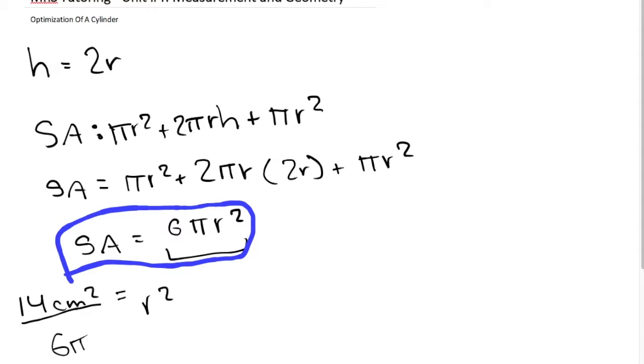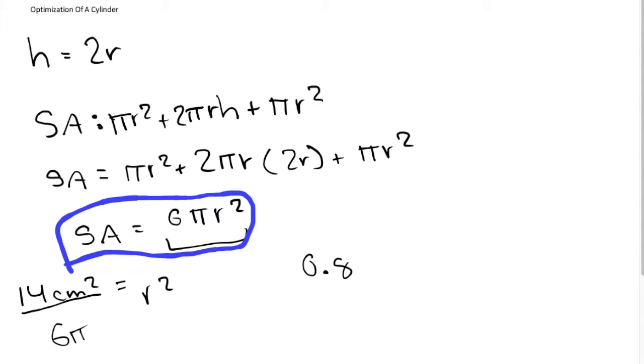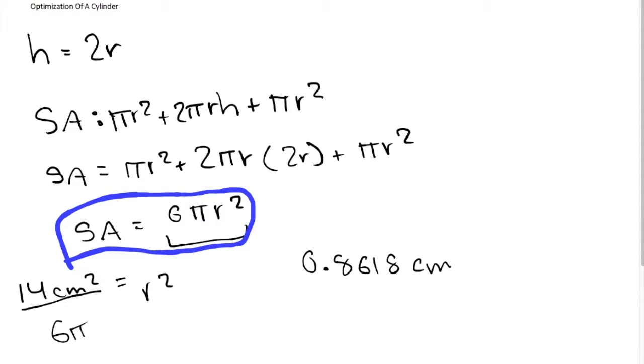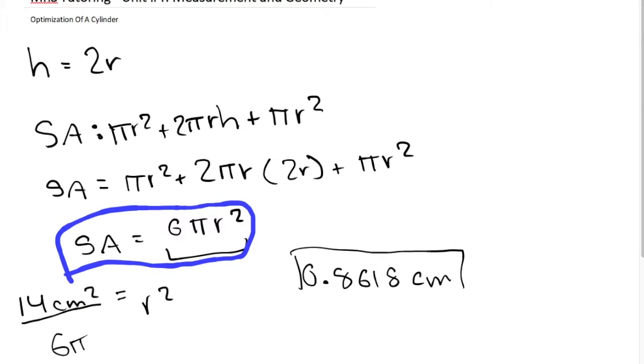So we know that to maximize the volume, the radius of this cylinder has to be approximately 0.8618 centimeters. And now all you have to do is plug this radius into the volume formula to get the maximized volume when given the surface area of 14 centimeters squared.